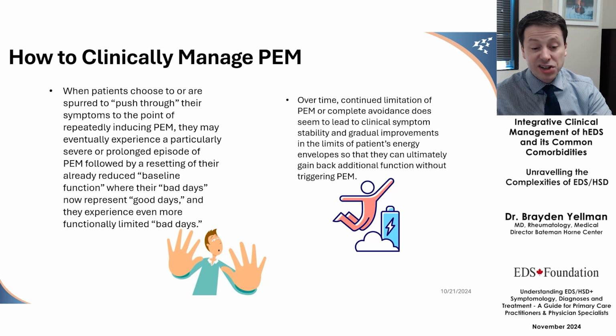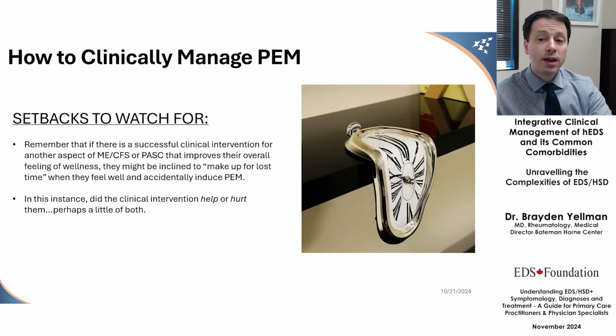In other words, I challenge patients to avoid PEM through good pacing for 2 to 3 months, and by the end of it, they actually find that their baseline function is better. So you can either get worse by continuing to have PEM, or you can get better by avoiding it. And of course, there's situations in between. Setbacks to watch for. So remember that if there is a successful clinical intervention for a patient that helps a patient feel better, they often say, oh, I feel better, I can do more. And then they go and try to make up for lost time. And then they'll induce PEM.